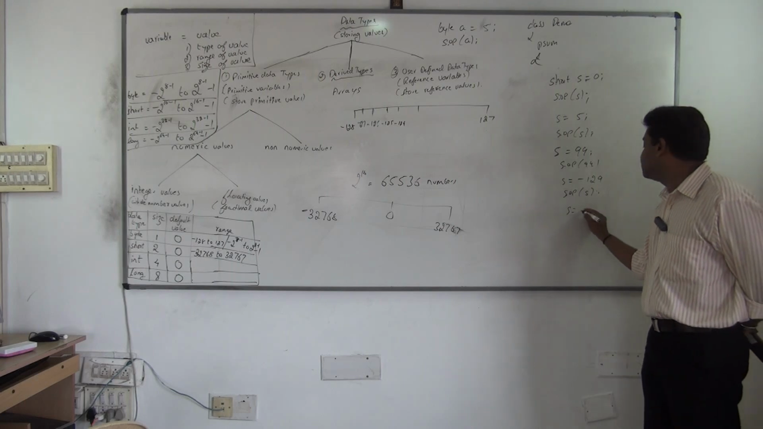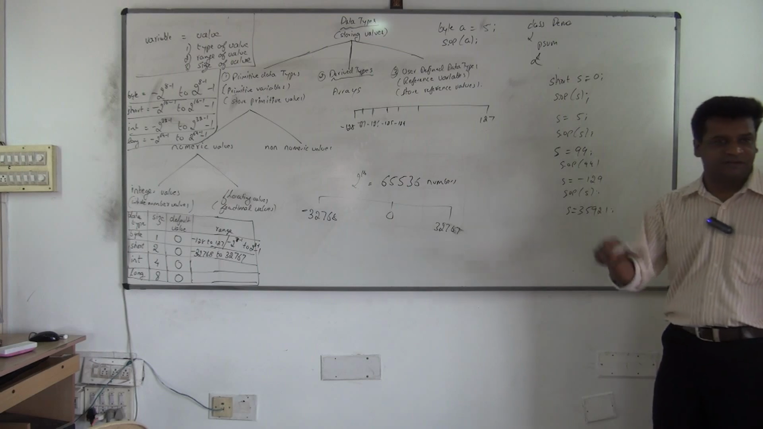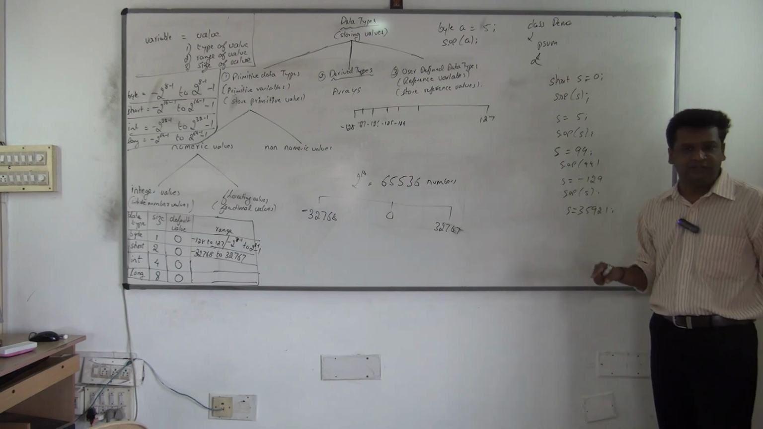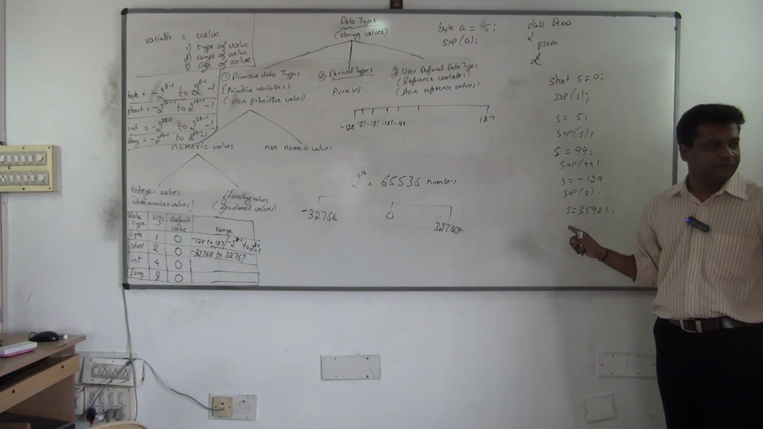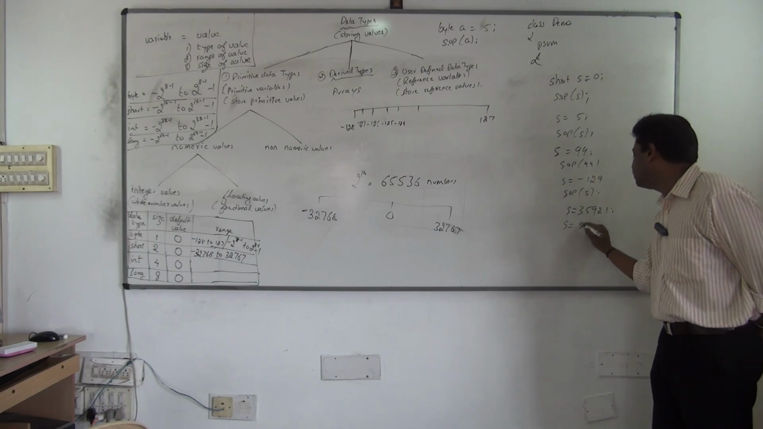Okay, but if I exceed the range, s is equal to 35,921, compilation error. So again you have to do typecasting. You have to bring it within the range, because the type of value is correct, range of value is correct, size is the problem. So you have to convert. How do you do it? S is equal to short.